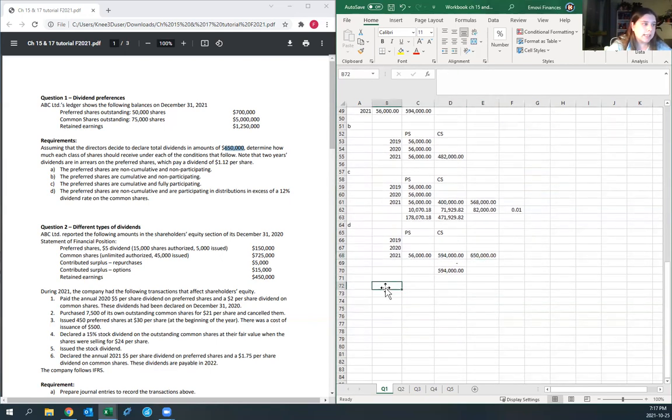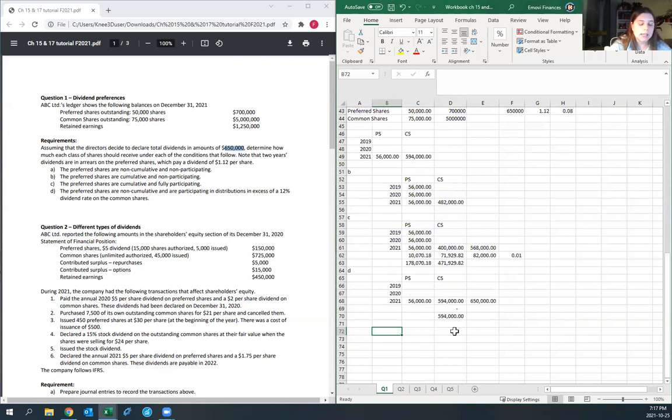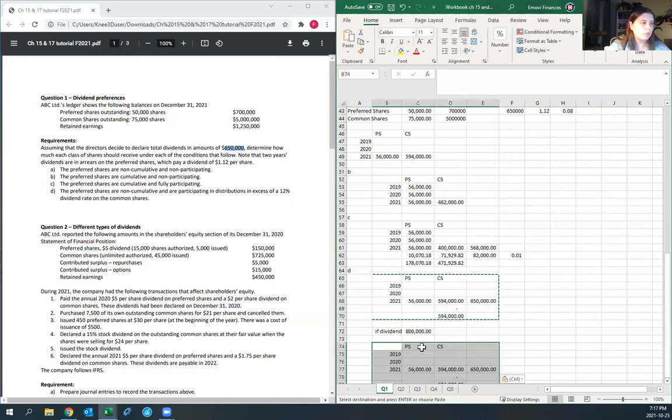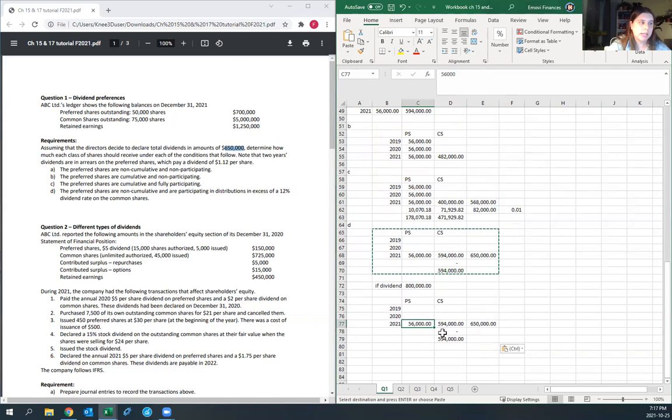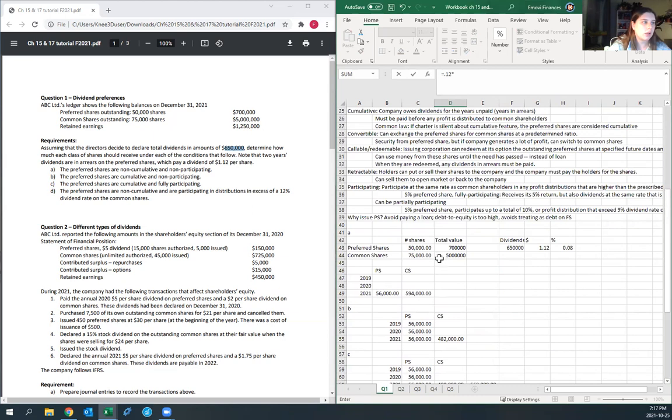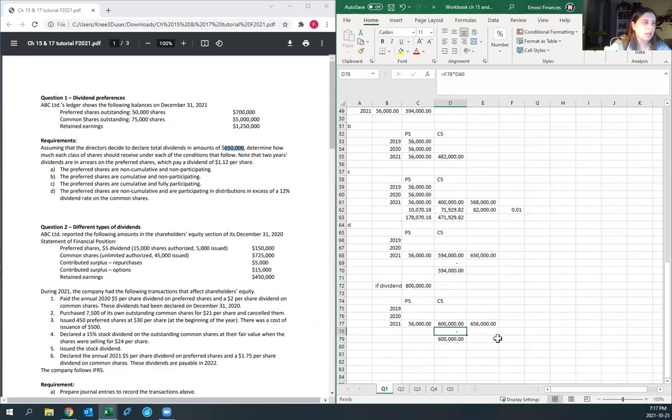If, let's say, instead of 650,000, it was 800,000, just so you guys can see all the way through how you calculate it. Then you still have your 56,000. Here you're going to have your 12% of the total value of your common shares. That leaves a dividend of 656,000. How much is left to give out? There's 144,000.